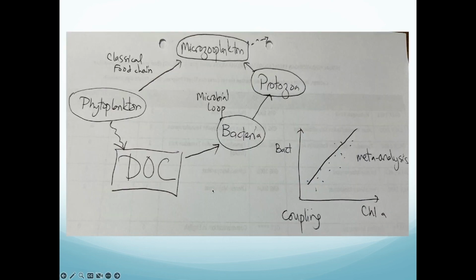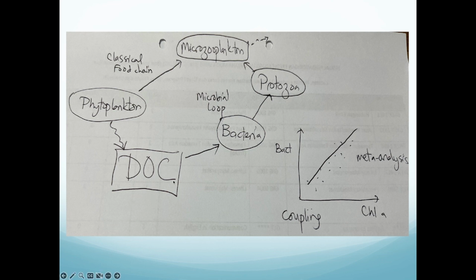Although the relationship between phytoplankton and bacteria is not direct, it's actually through an intermediate DOC pool, where we know that up to 50% of primary production can be exuded as soluble organic matter into the DOC pool.